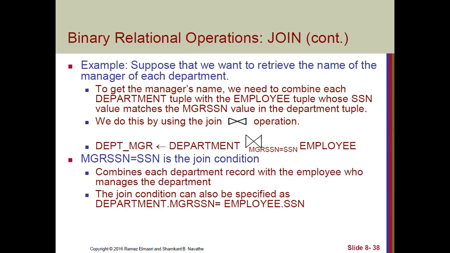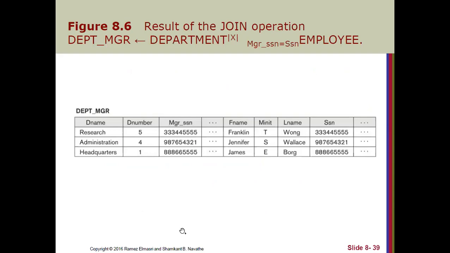MGR SSN is equal to SSN is what is called a binding condition, also called a join condition, which combines the records from department and employee where those values are equal. Wherever those two values are equal, that department manager name will appear. The join condition can also be specified as department.mgrssn is equal to employee.ssn. You can also write it in that manner. Here you can see the department manager: when you apply the join between department and employee with respect to SSN, these three records turned out.